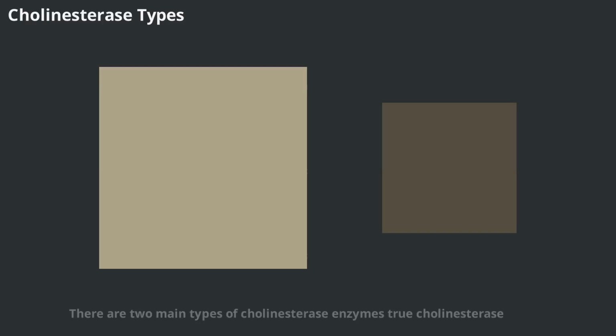There are two main types of cholinesterase enzymes: true cholinesterase, found in neurons and effectors, and pseudocholinesterase, found in plasma, liver, glia, and other tissues. True cholinesterase specifically metabolizes acetylcholine, while pseudocholinesterase can act on a variety of ester compounds. Both play important roles in regulating neurotransmitter levels.